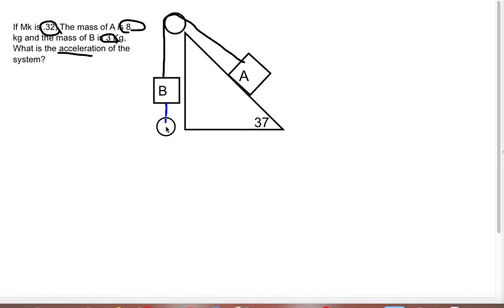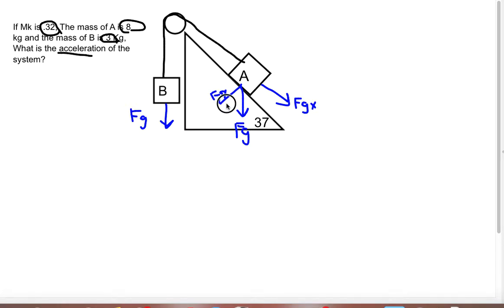B is the easiest block to deal with because the only force acting on B is the force of gravity. The force of gravity also acts on A, and it acts directly towards the center of the Earth, so we'll call this guy F of G. This block is somewhere in between being supported by the inclined plane and being in free fall. So that F of G is going to be divided in two directions. We're going to call this guy F of G of X, and this guy F of G of Y.